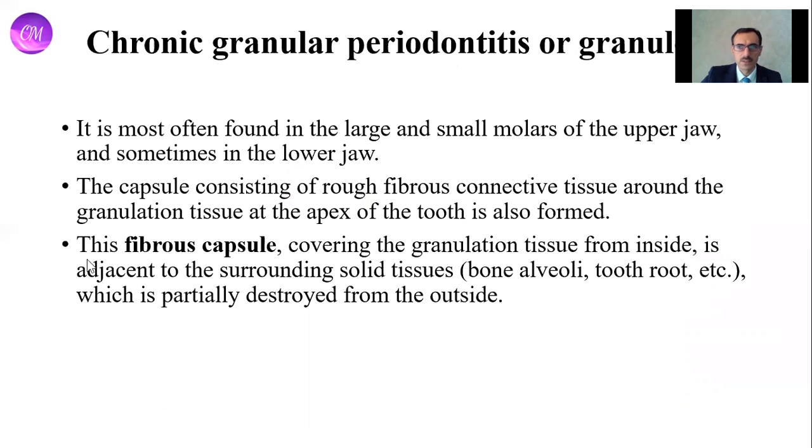Chronic granular periodontitis or granuloma is most often found in the large and small molars of the upper jaw and sometimes in the lower jaw. The capsule consists of rough fibrous connective tissue around the granulation tissue, and the apical zone is also formed here. This fibrous tissue covering the granulation tissue from inside is adjacent to the surrounding solid tissues, the bone alveoli, and the tooth root, which is partially destroyed from the outside.